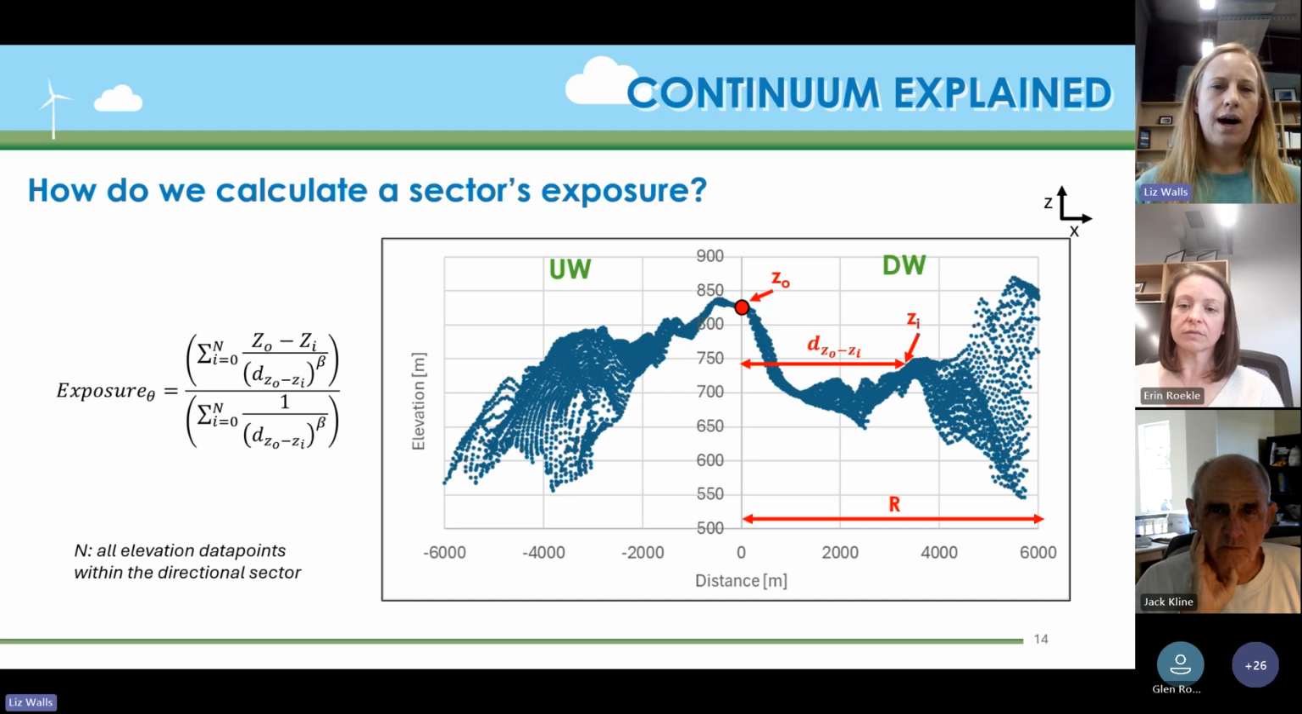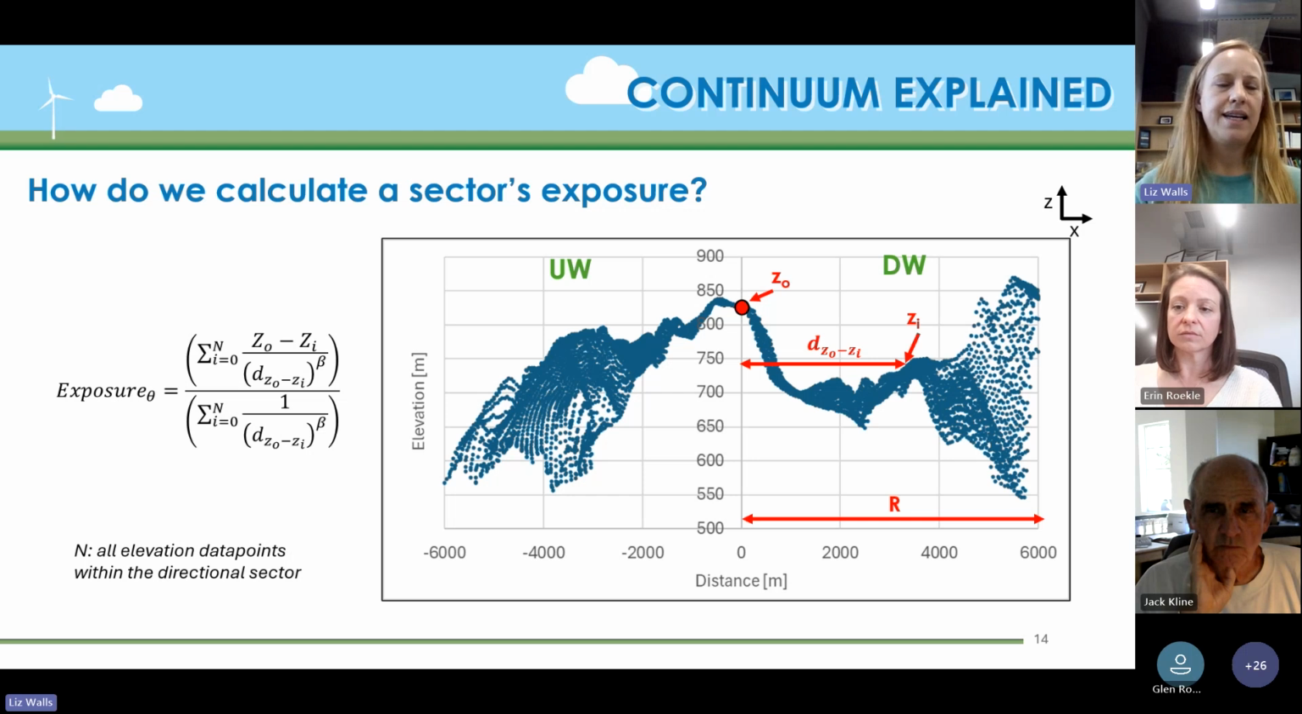Everything on the left-hand side of the midpoint is the upwind direction sector. So this is all the 300-degree wind direction sector, and everything on the right-hand side is the terrain on the downwind side, 180 degrees from the prevailing wind direction. At the center line is where our site of interest is. This is the elevation at the representative turbine that we're measuring the exposure at, and that is Z0. So that is the elevation at the site of interest.